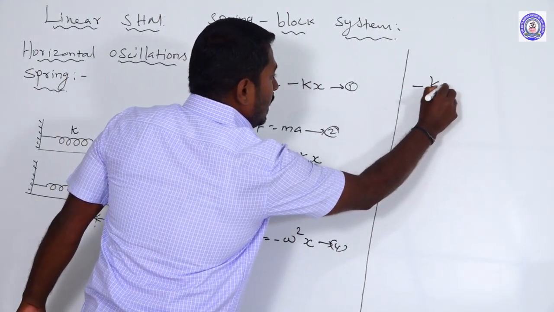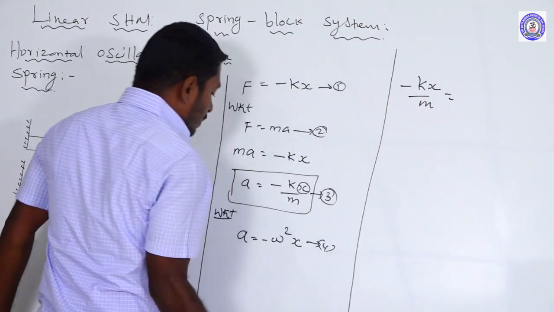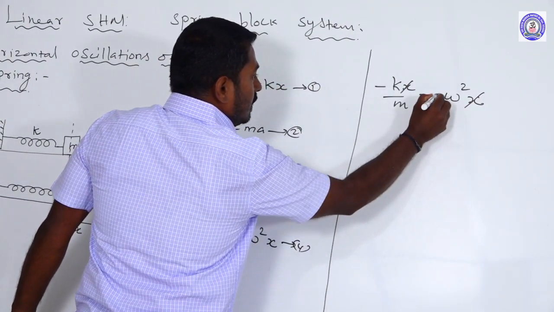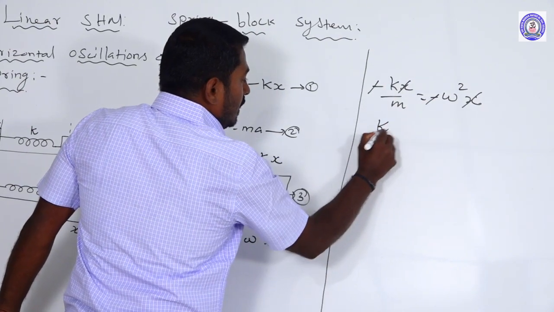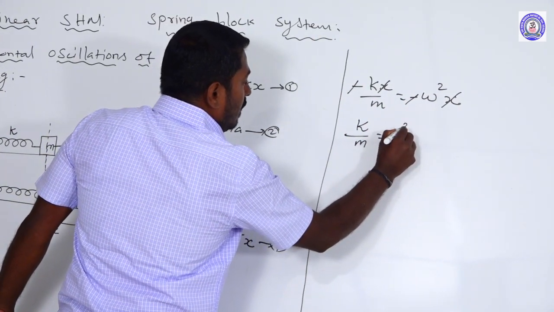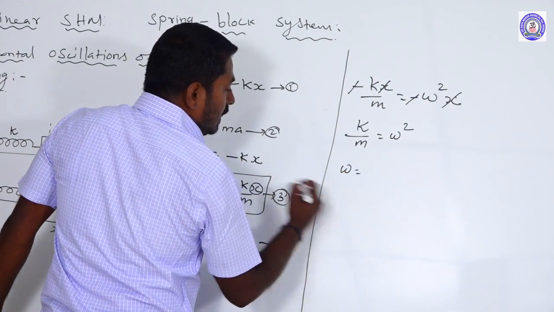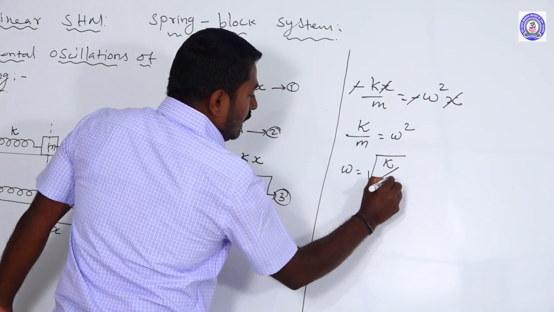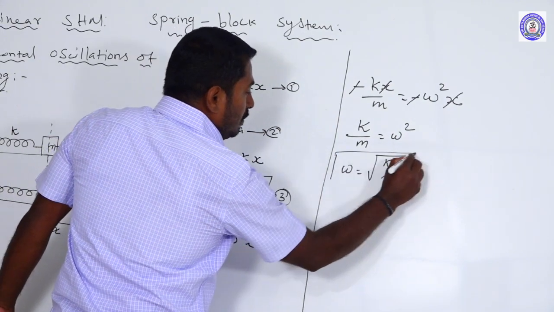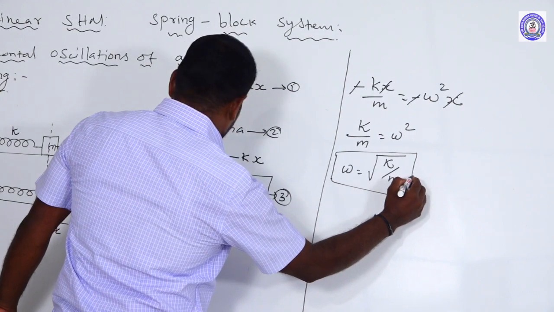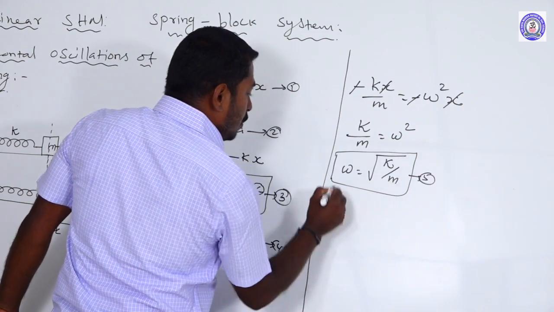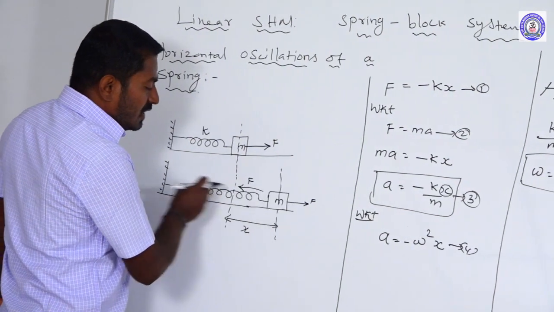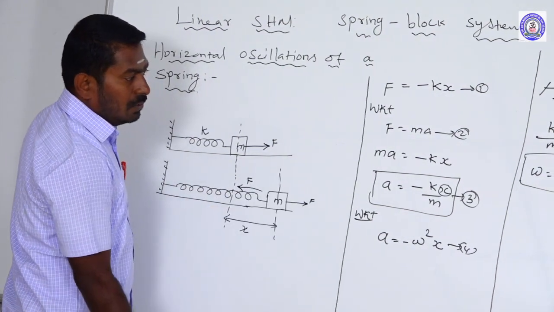So minus Kx divided by M is equal to minus omega square x. x cancels, minus cancels, K divided by M is equal to omega square. Then the angular frequency of a linear simple harmonic oscillator, omega, is equal to the square root of K divided by M. So it is another important expression in linear simple harmonic motion, equation number 5. The angular frequency of the block spring system on the smooth horizontal surface, omega, is equal to the square root of K divided by M.